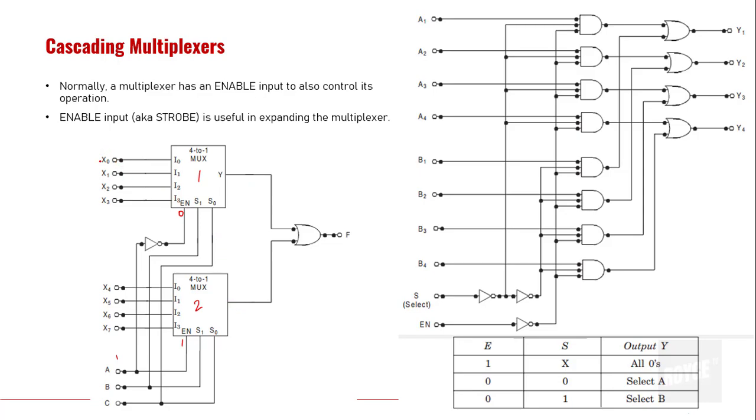Diba? Kung nandito naman yung gusto kong gamitin, then dapat ito, gagawin kong 0. Para ito is 0, and ito naman is 1. So ito naman yung naka-off, ito naman multiplexer 1 yung naka-on. So ito naman yung mga lalabas. 0, 0, si X0 yung lalabas. 0, 1, si X1 lalabas. 1, 0, si X2 lalabas. Yes, that's how we cascade multiplexer.